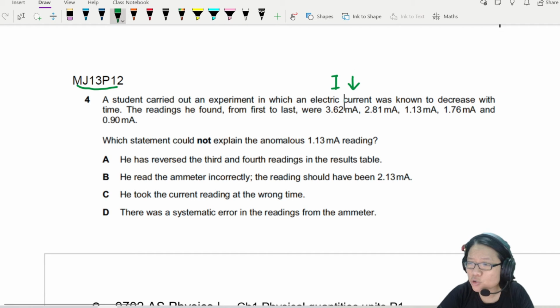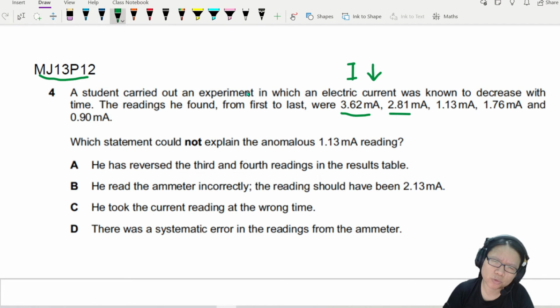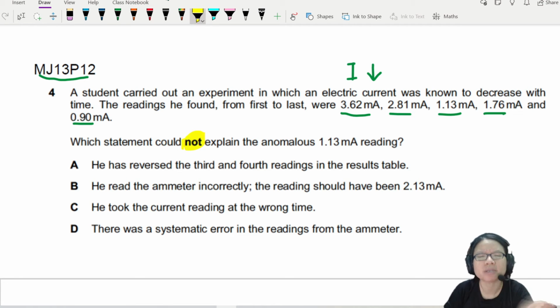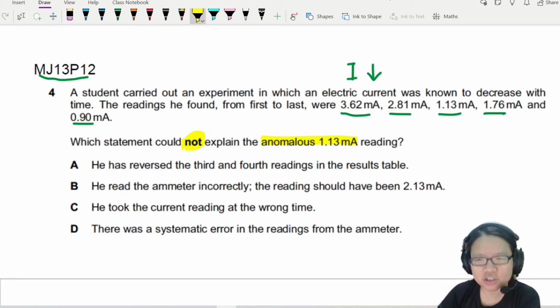From the first to the last, 3.62 milliampere. Okay, decrease to 2.8. Okay, decrease to 1.13. Okay, increase to 1.73. Huh, decrease back to 0.9. Which statement could not explain the anomalous 1.13 milliampere reading? Why? Why you do me dirty? 1.13. You are supposed to fit the trend.